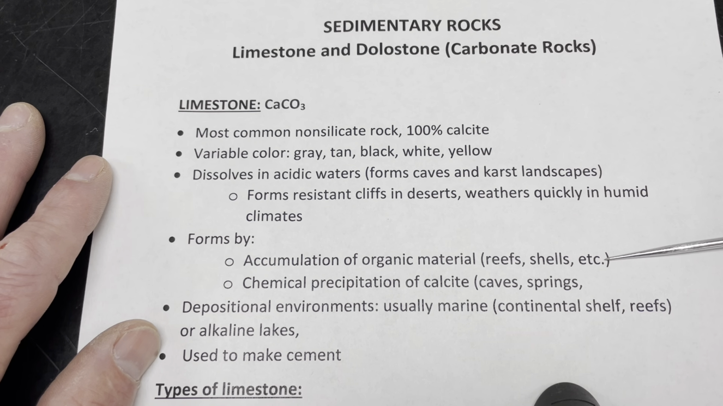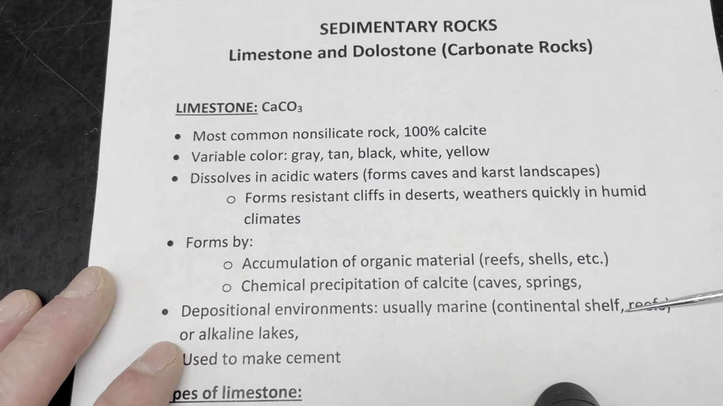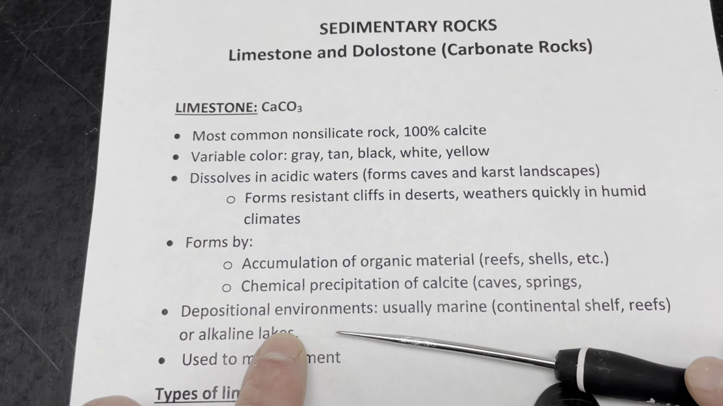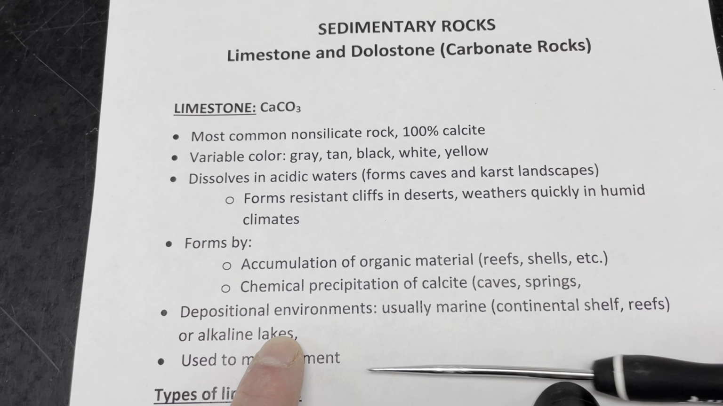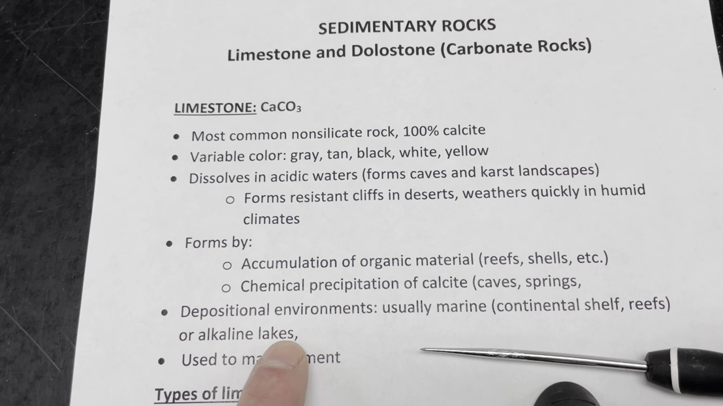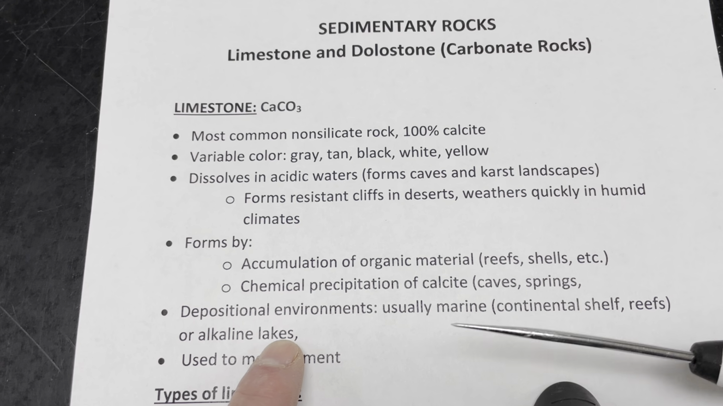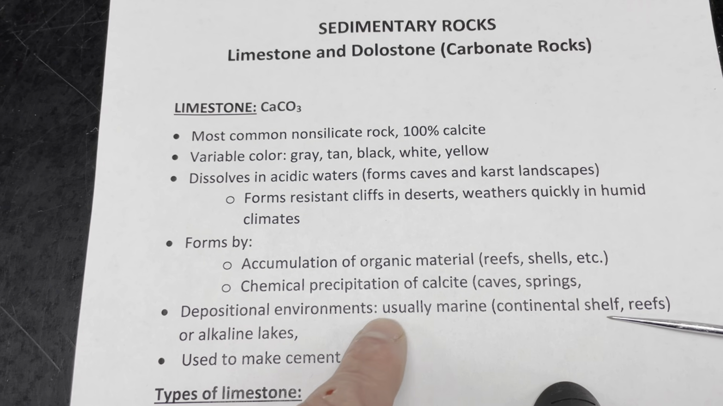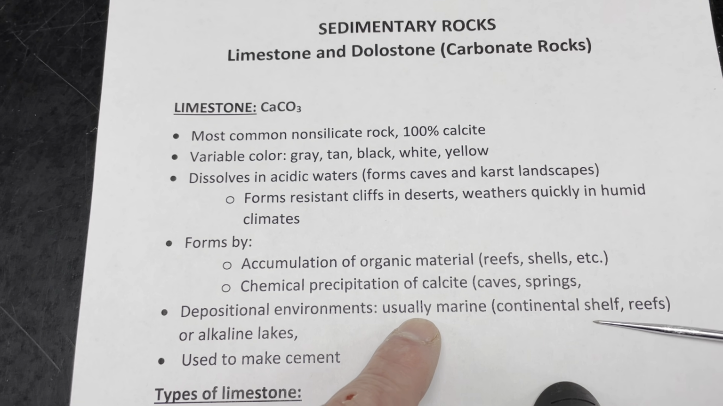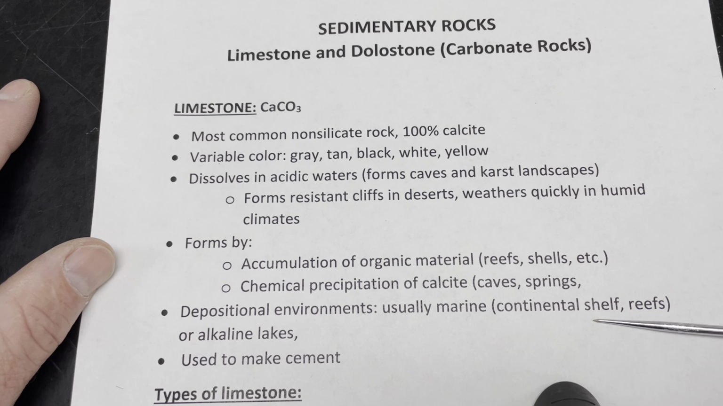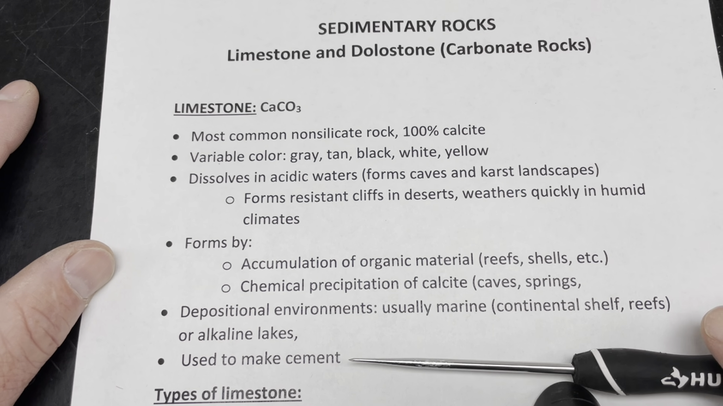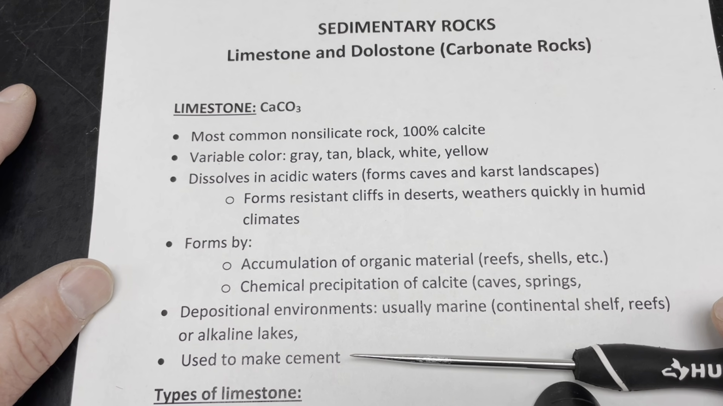You can also get limestone forming in lakes as well, as we see here looking at depositional environments. So it's not always marine; it can be on land as well, in a freshwater environment. But dominantly, for most limestones that you might encounter, the first thing you should think of is a marine environment, maybe a reef or the shallow water just offshore, what we sometimes call the continental shelf. And then limestone has all sorts of uses, but its major use is in making cement.